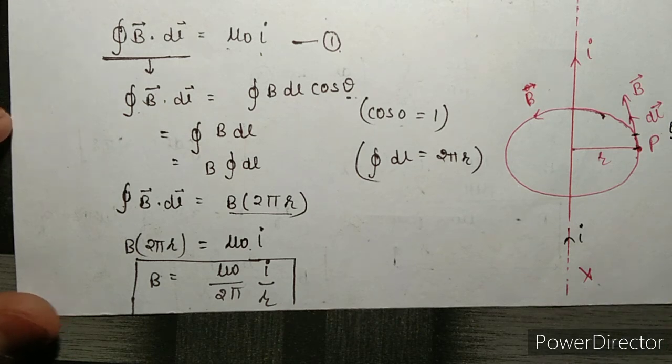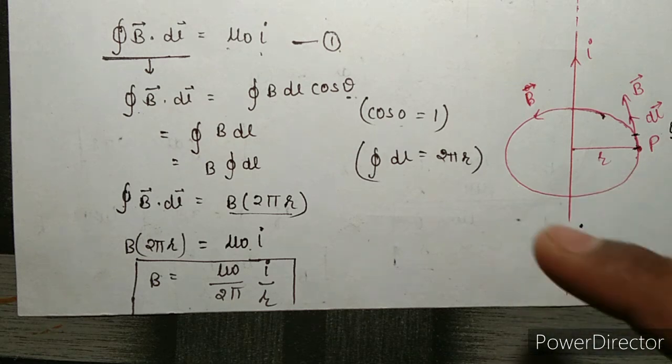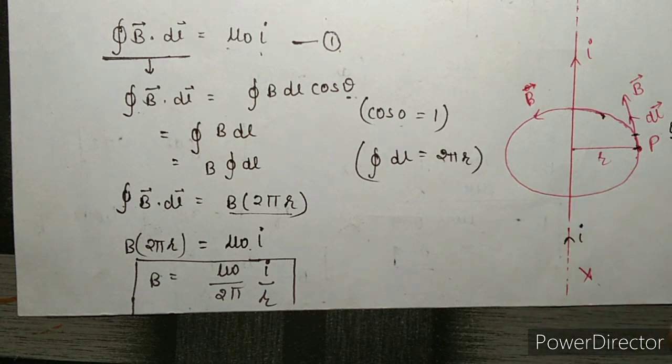So this is the application of Ampere's circuital law, and remember this thing, if we apply Ampere's law, we should draw an Amperian loop which is symmetrical around the conductor. So this is the thing to remember.